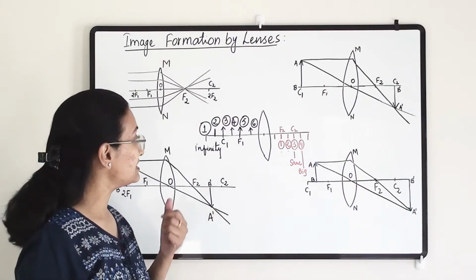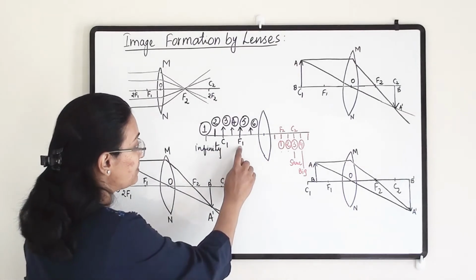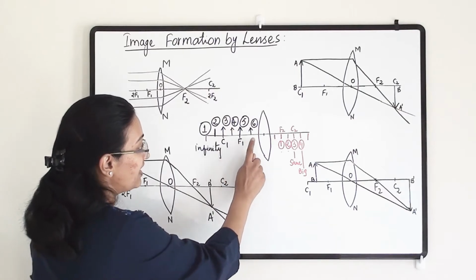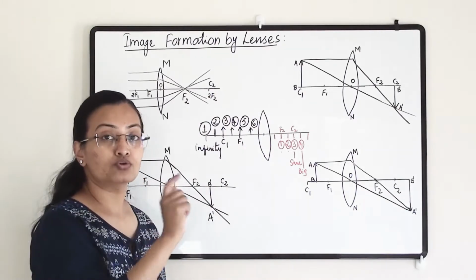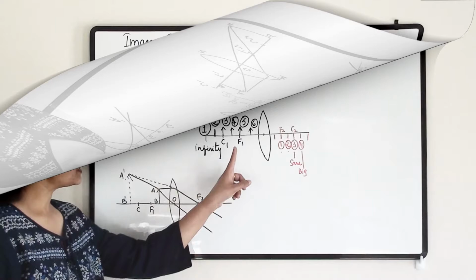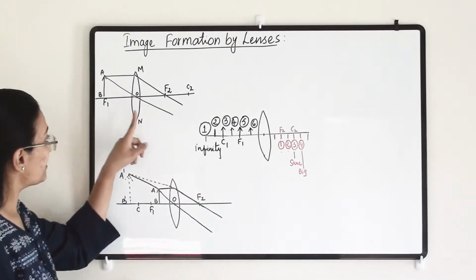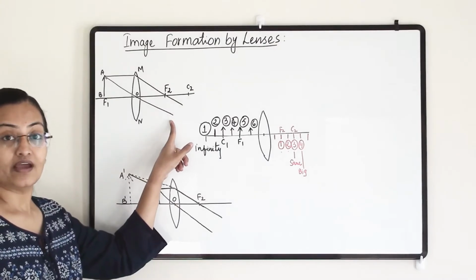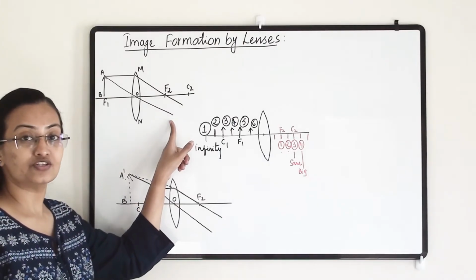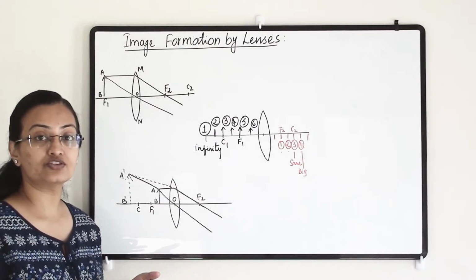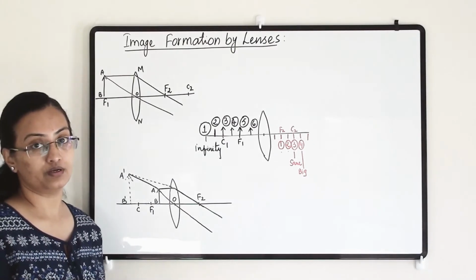Now let us discuss the last two cases, when we keep the object at F1 and when we keep the object closer to the lens. Our fifth case is when we keep the object at F1. At that time we get the image at infinity, and that image is highly enlarged, real and inverted.